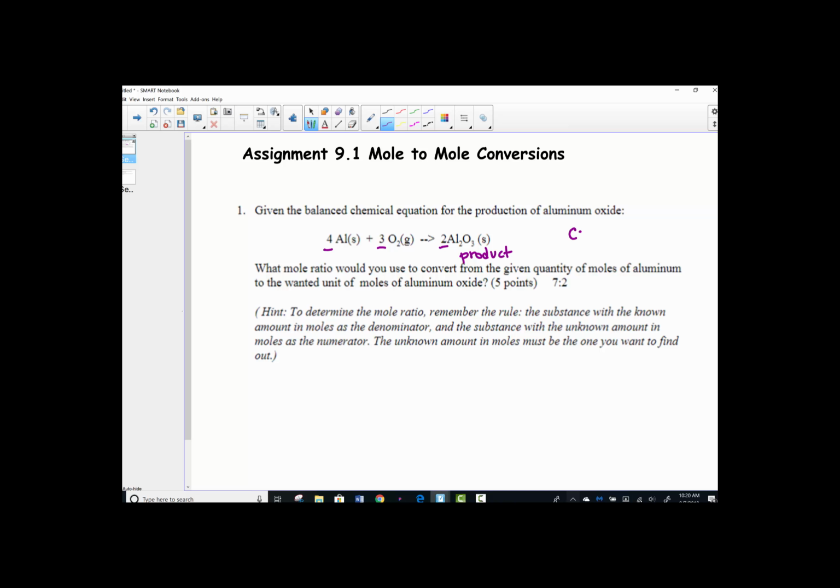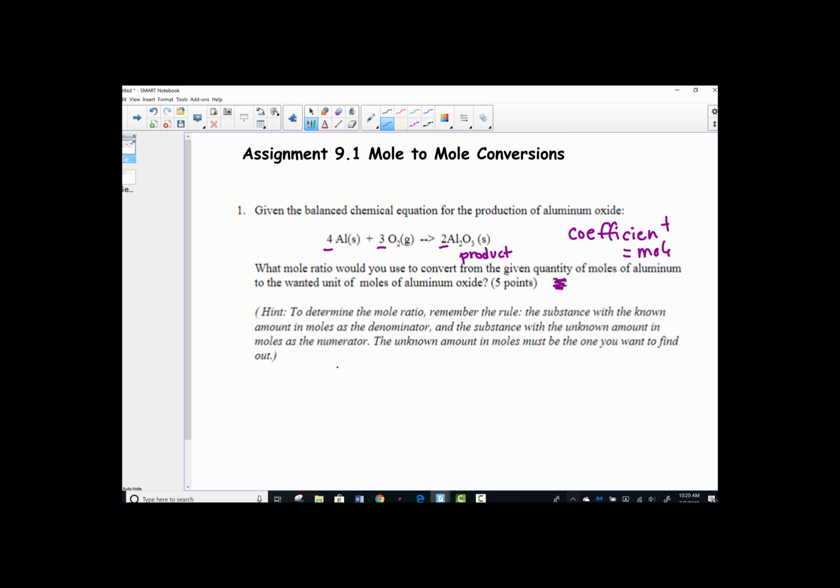Now notice what I've done. I've read this question here where the coefficient stood for the unit moles. 4 moles plus 3 moles combine and rearrange to form 2 moles of product. So now it's going to say, what mole ratio would you use to convert from the given quantity of moles of aluminum to the wanted moles of aluminum oxide?